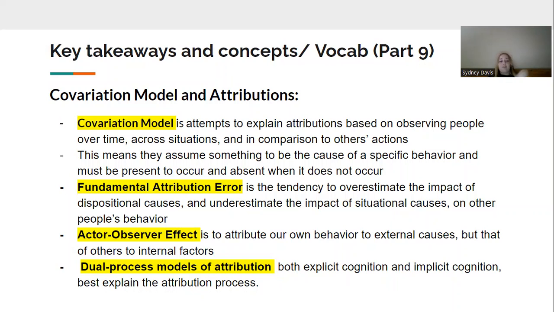Fundamental attribution error is a tendency to overestimate the impact of dispositional causes and underestimate the impact of situational causes on other people's behavior. Actor-observer effect is to attribute our own behavior to external causes, but others' to internal factors. Dual process models of attribution, both explicit cognition and implicit cognition, best explain the attribution process. This process typically occurs first and is then sometimes followed by more deliberate and effortful analysis.